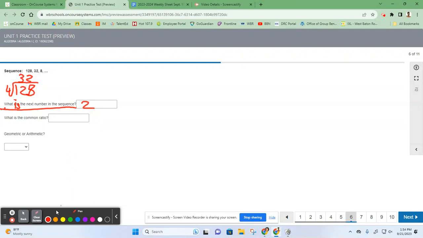But when you're talking about your common ratio, it's what you multiply by. So for this one, I can't say it's times or divided by 4. What I have to say is that I'm multiplying by 1/4. Or you can make it a decimal as 0.25. And this one is definitely geometric.